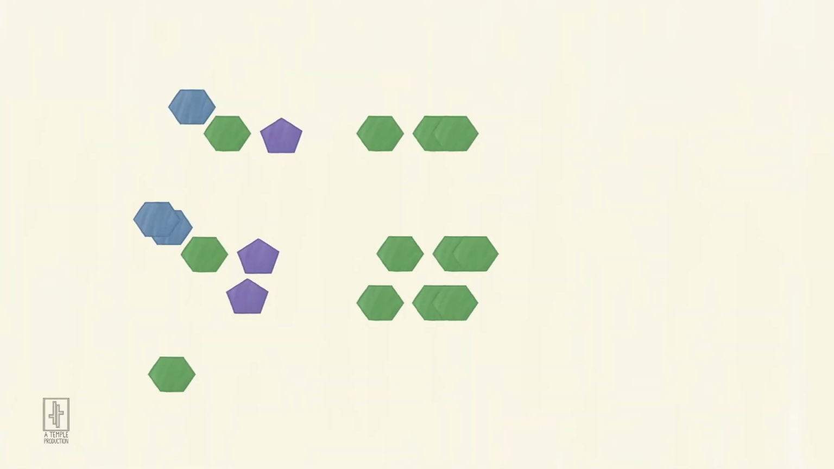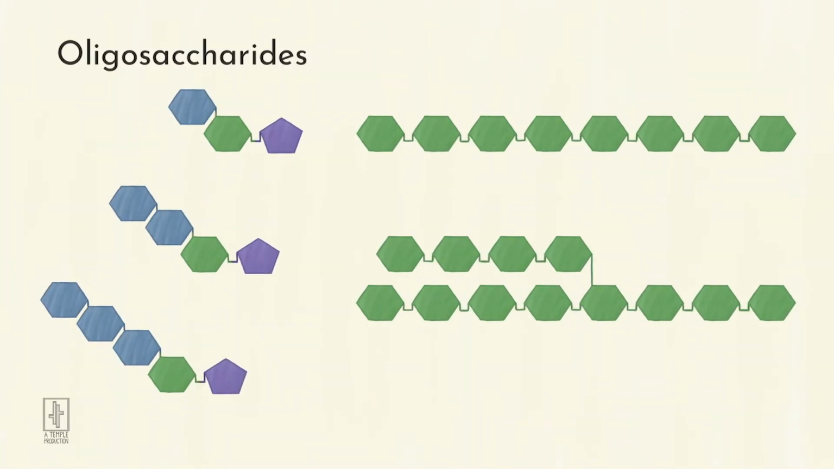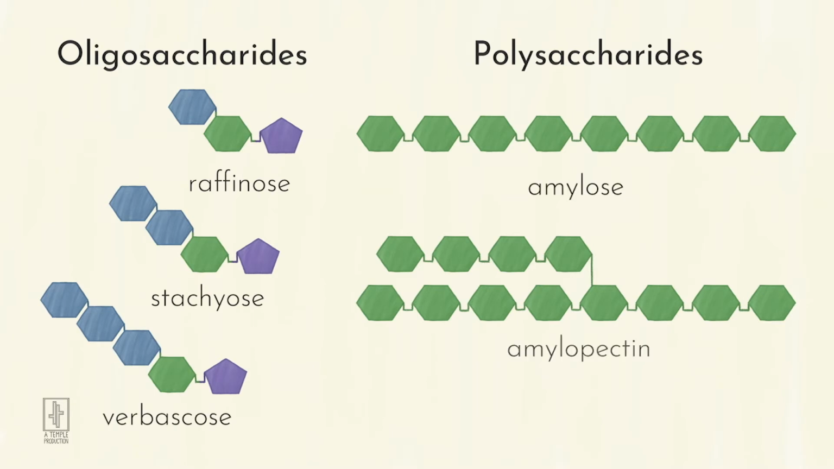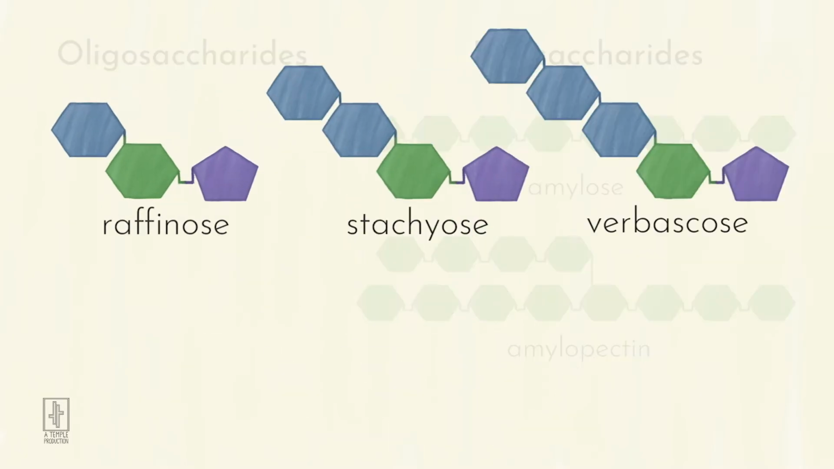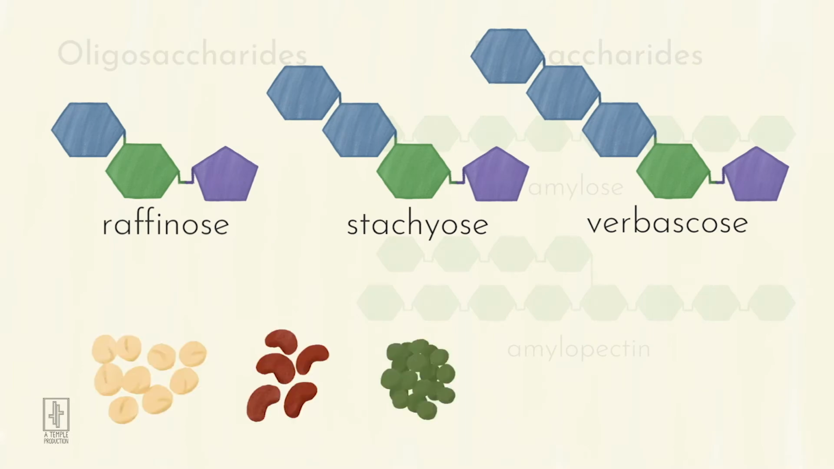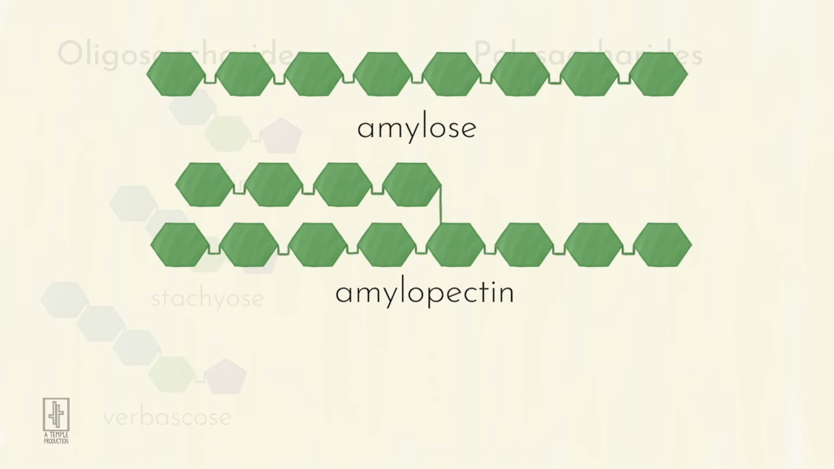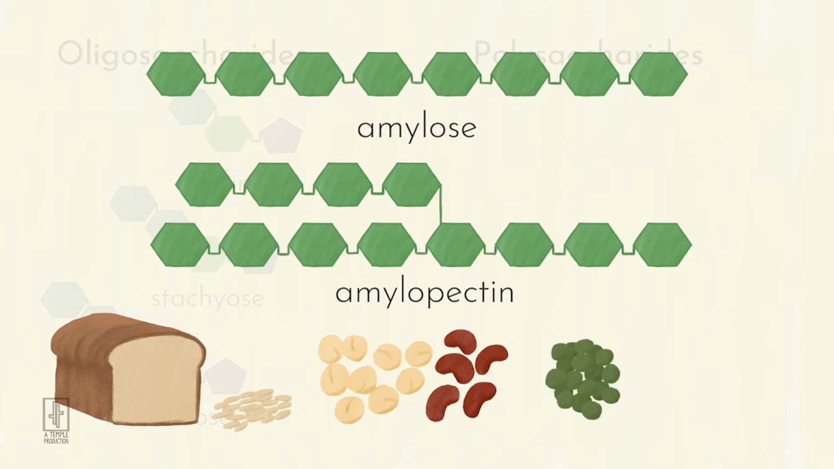When multiple building blocks join together, they form oligosaccharides and polysaccharides. These are considered complex carbohydrates. Raffinose, stachyose, and verbascose are found in beans, peas, bran, and whole grains. Amylose and amylopectin, more commonly known as starch, are found in grains, beans, peas, and potatoes.